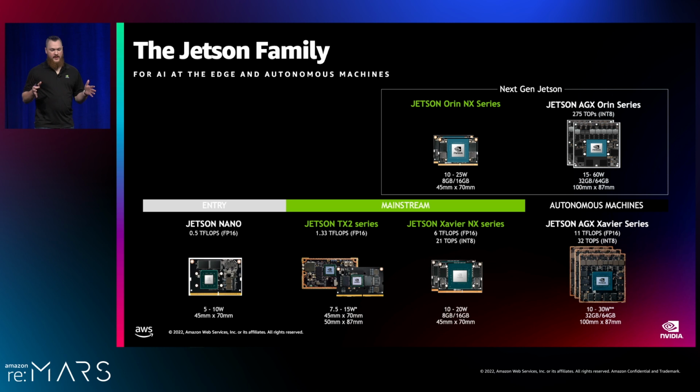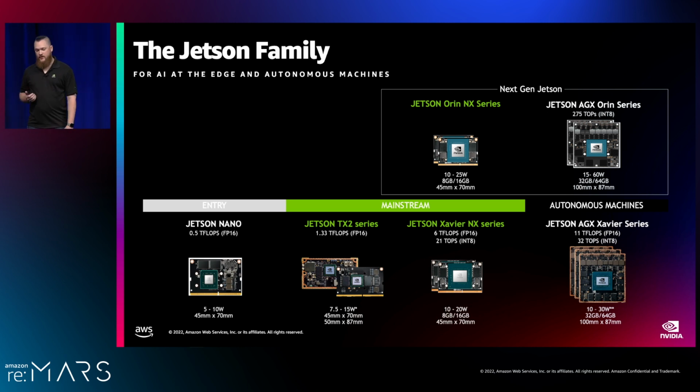And then we have the TX2 series and the NX series in the middle, and those are kind of more mainstream. Those are a little bit higher power, but what that gives you is the ability to run larger and larger AI models. And then on the far right, you can see the AGX Xavier series, which is kind of the flagship product we have for Jetson, and that's going to give you the most performance out of this entire family. And then recently, on top of that, we announced the Orin series. So we have the Orin NX and the AGX Orin.